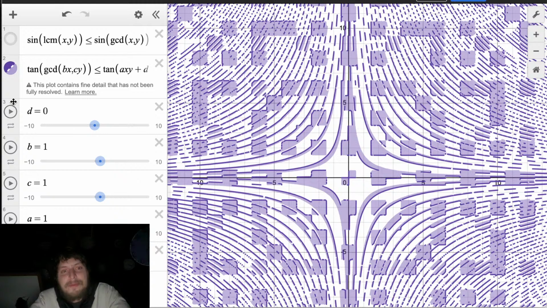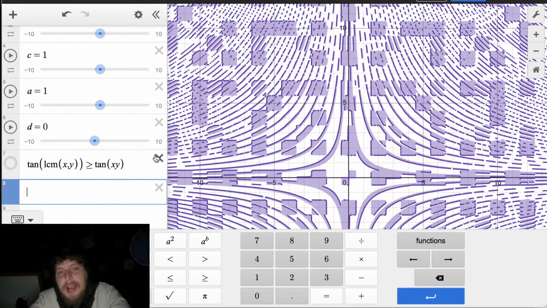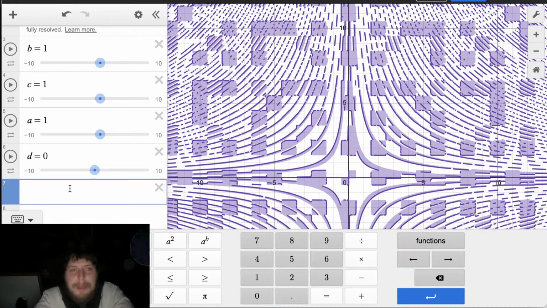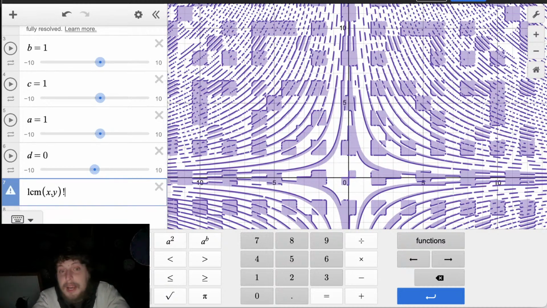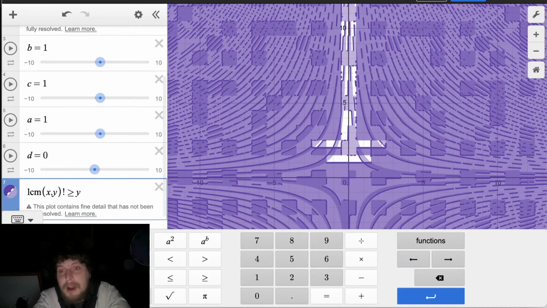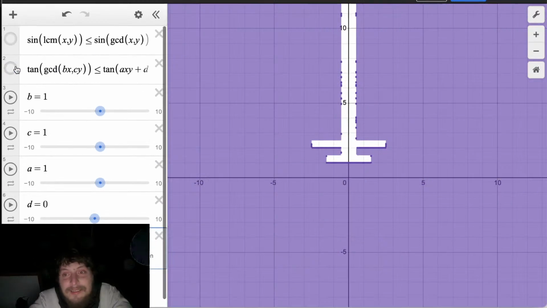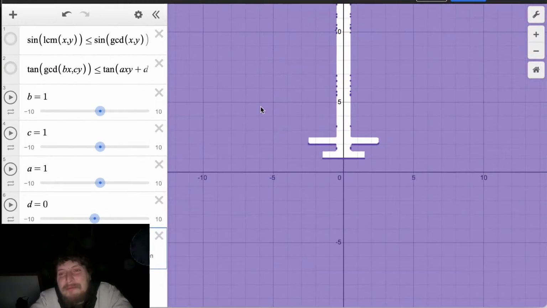And so here we have a few of these, and what we're going to try is, like someone said, a slightly simpler one, but then with a factorial. What happens when I take the least common multiple of x and y, factorial, being greater than or equal to, let's just say y for now. And it makes this strange shape.